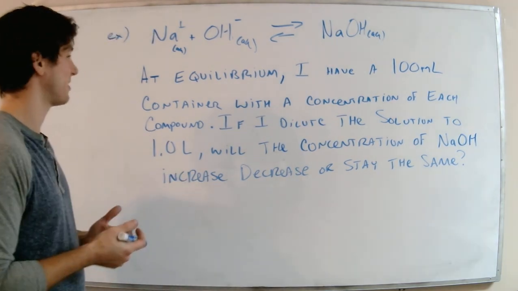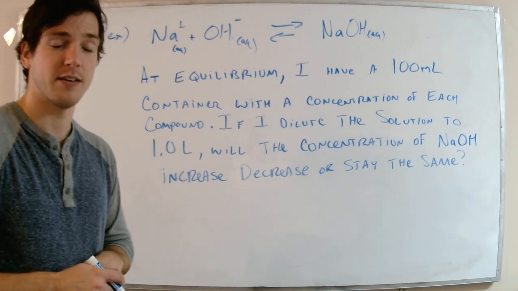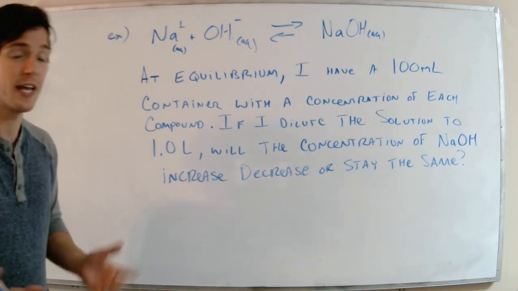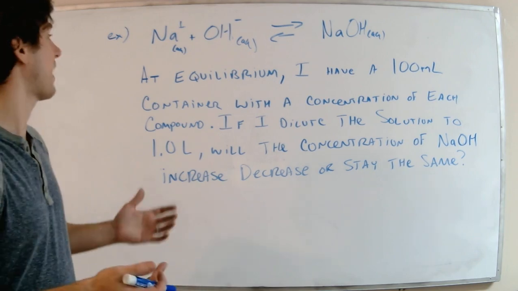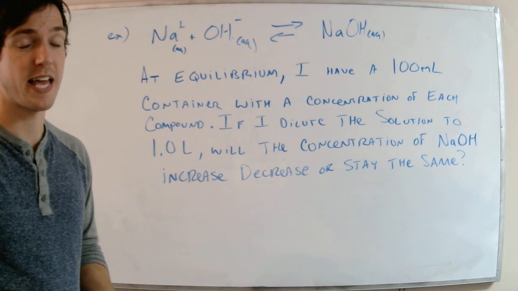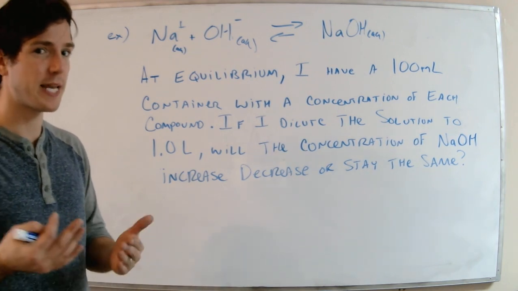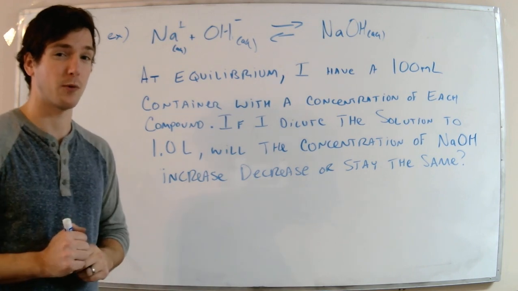What we're going to do, they didn't give us any concentrations, which is weird. All they told us is that we're pretty much diluting it by a factor of 10. So pretty much what we can do here is we could give our concentrations any value and just know that since each one is getting cut by a factor of 10, we could pretty much predict how our equilibrium is going to shift. So let me show you how we'll do that.